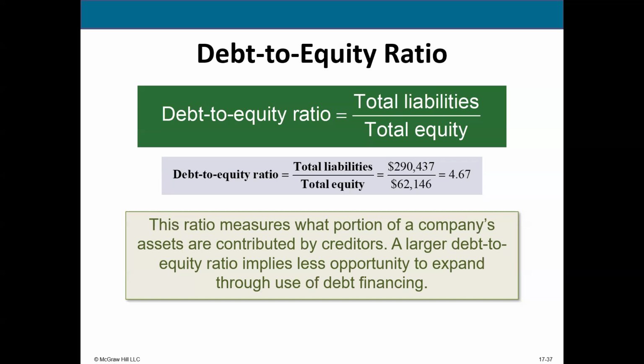And so the larger debt to equity ratio implies that there's less opportunity for the company to expand through debt financing, meaning the banks are not going to lend Apple more money. 4.67 is really, really high. So Apple will probably want to raise additional funds through equity rather than through debt to be more attractive for investors.